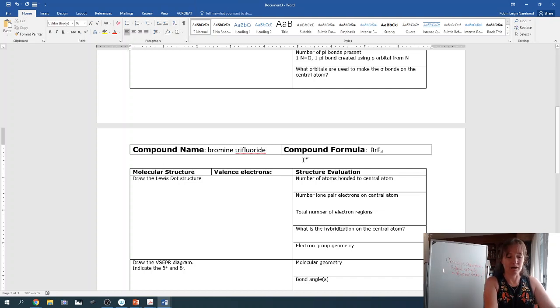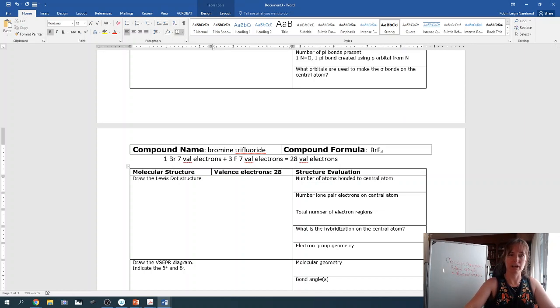To figure out how many valence electrons, we've got 1 bromine, and it has 7 valence electrons, plus we have 3 fluorines, and there's 7 valence electrons on each of those. So that would be a total of 28 valence electrons. So our structure, when we get done drawing it, will have 28 valence electrons.